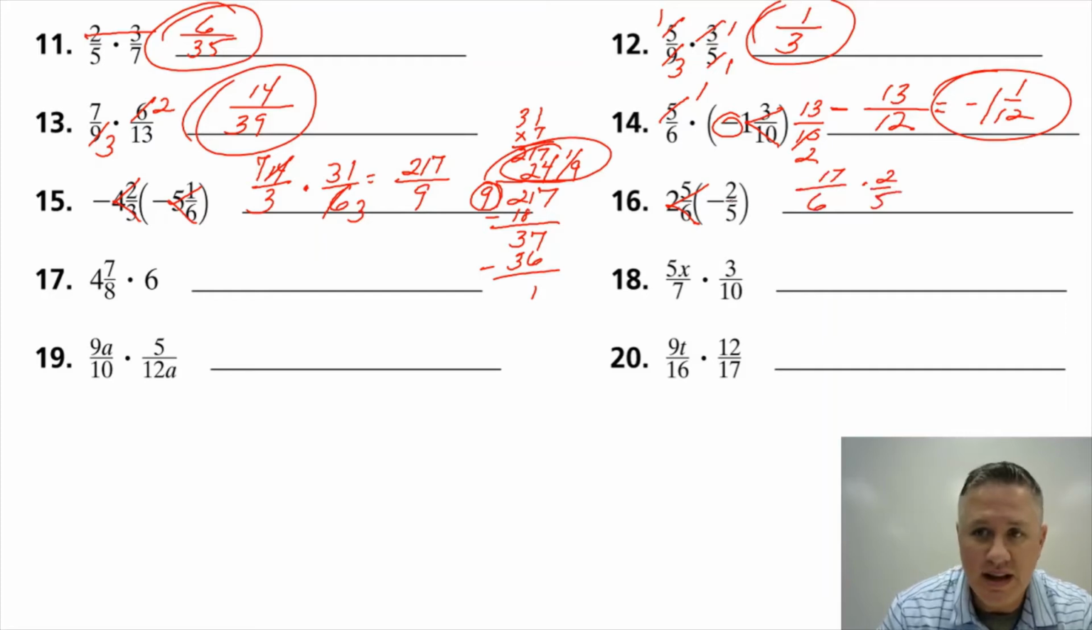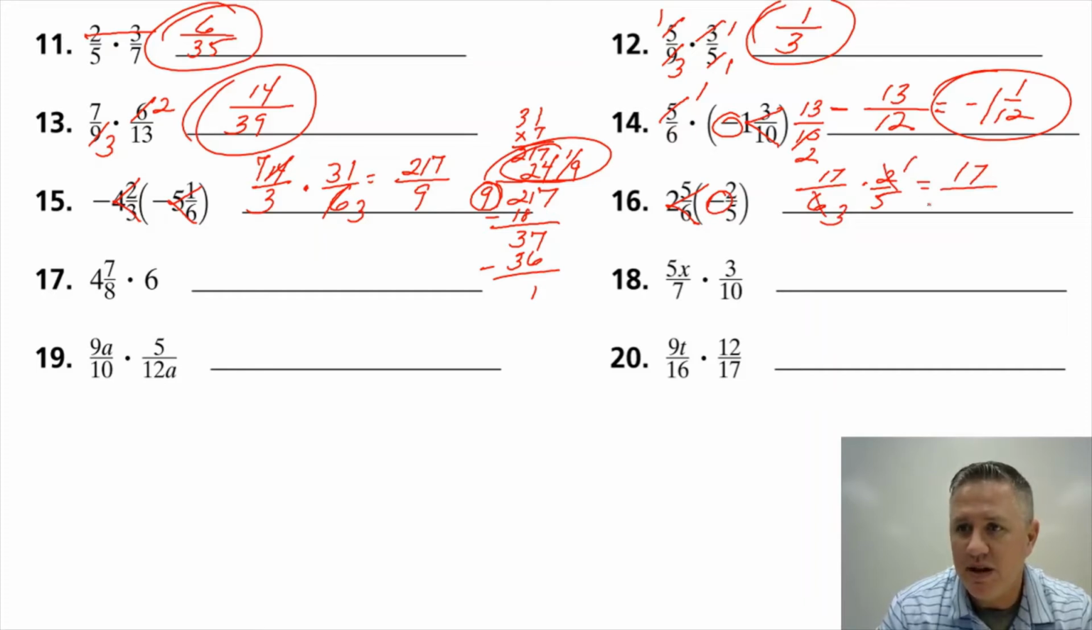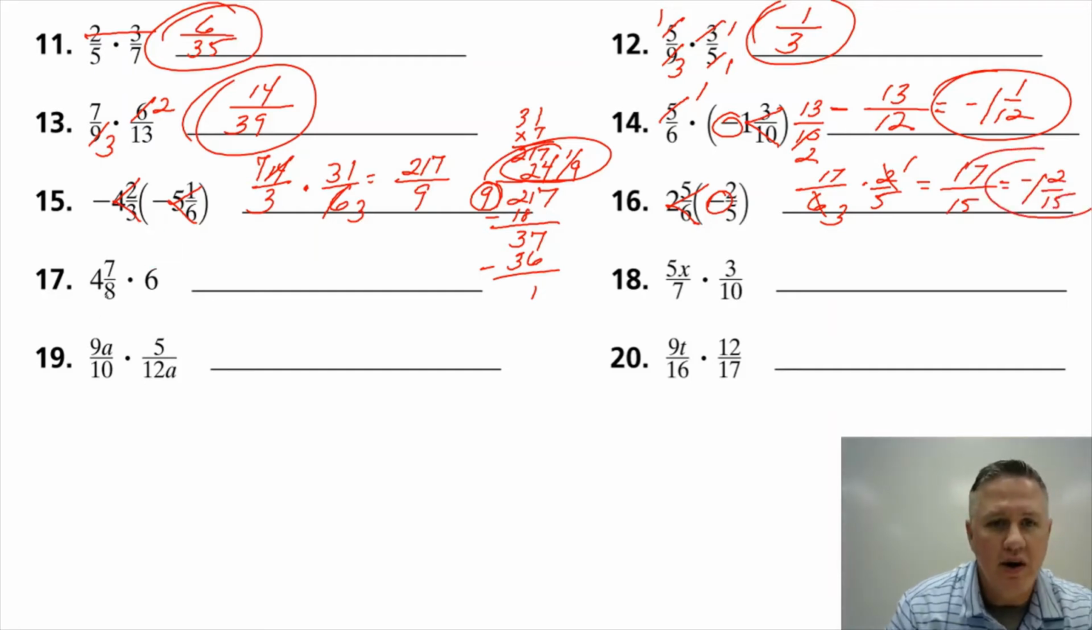I'm going to leave the negative out right now, but I'm going to circle it to remind myself that's my answer. The answer has to have a negative in it. Okay, 2 and 6 simplify to 1 and 3. And I get 17 times 1 is 17, and 3 times 5 is 15, and that's going to simplify to 1 and 2/15, and it's negative. Negative 1 and 2/15.